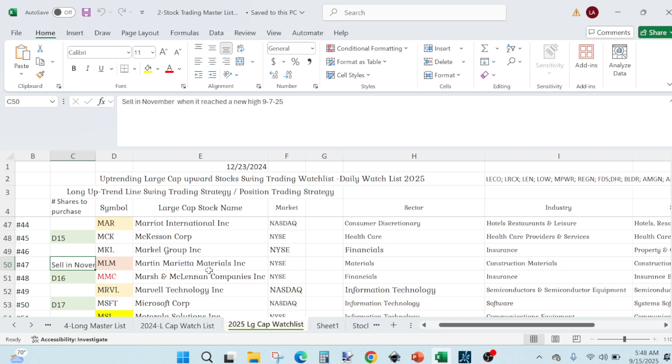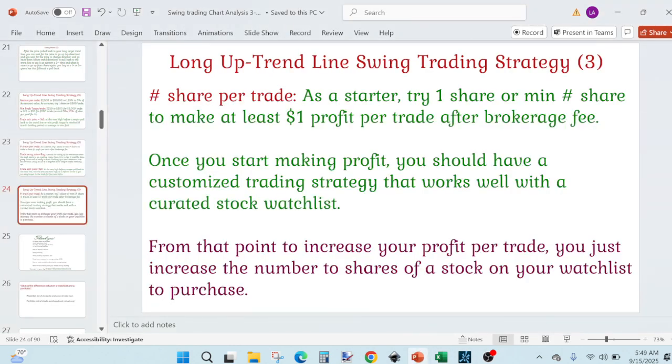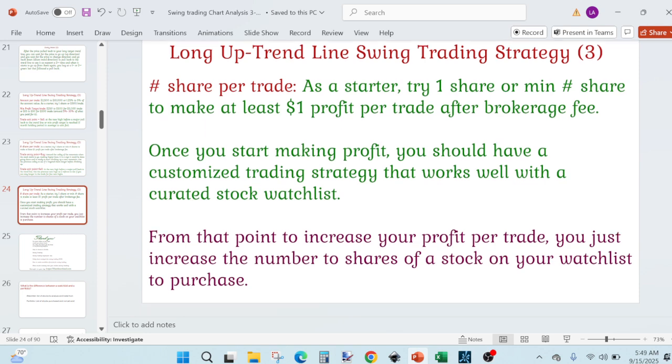And once you have those two lined up, you know that to make $2 you just need to buy 2 shares. To increase your profit, you just increase the number of shares you purchase. But start small.